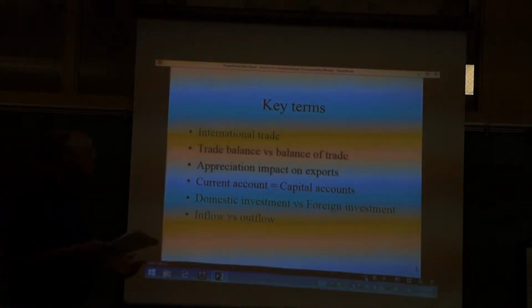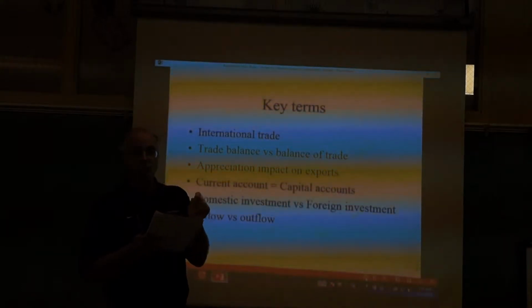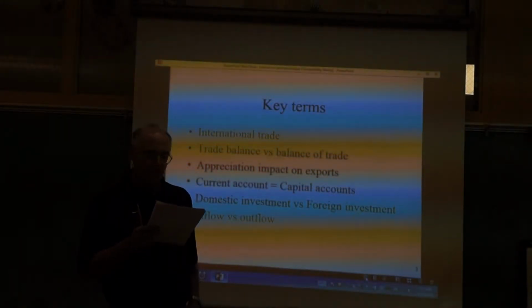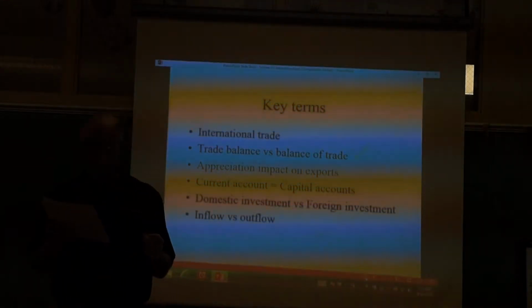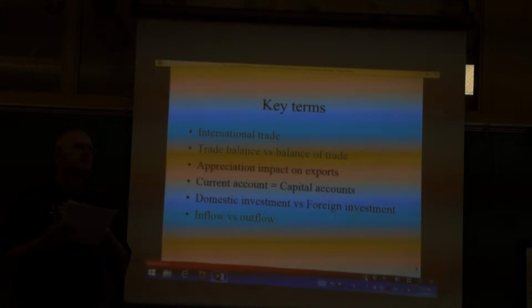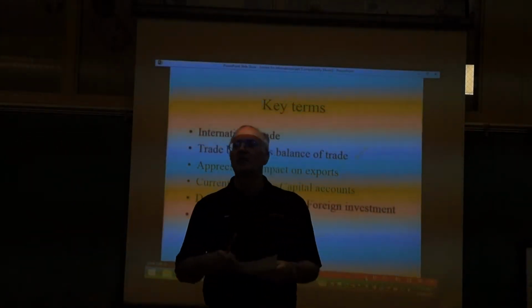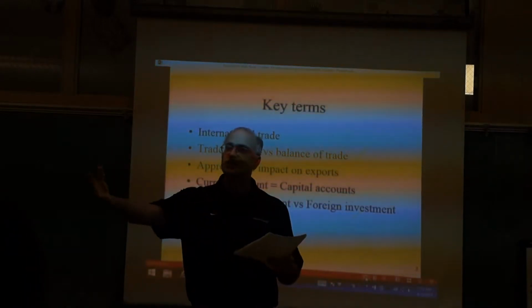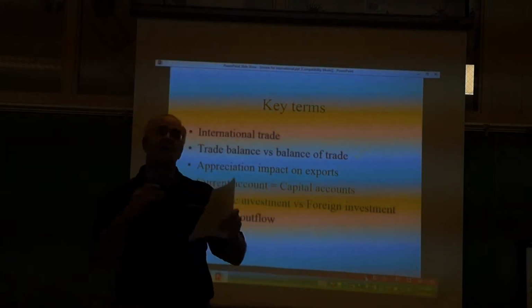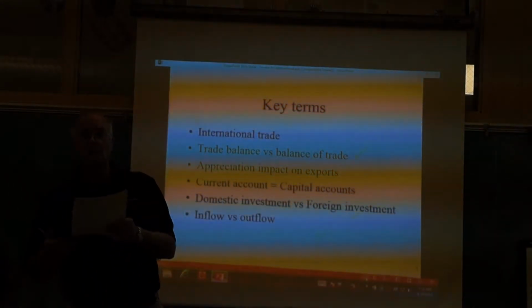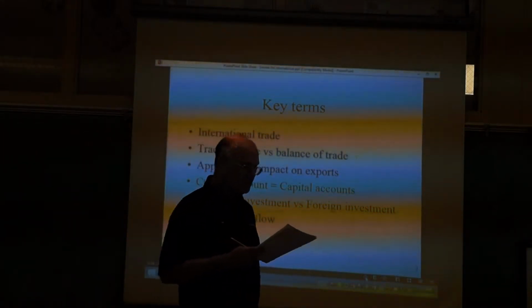Now, what is in the current account? You have one, exports minus imports. The second thing is net investment. What do I mean by net investment? That's how much, say, Americans make on their investments in foreign countries, minus what foreigners make in America on their investments. And the third is net transfers.